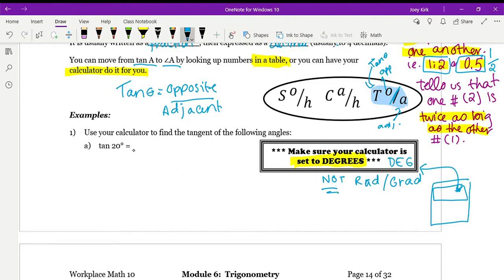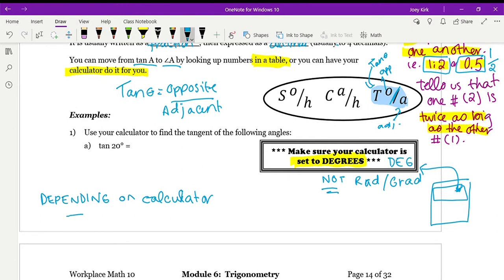So if we take our calculator, depending on what kind of calculator you have, unfortunately, there's going to be a different sequence of buttons. And unfortunately, it's not standardized. I do not know why.